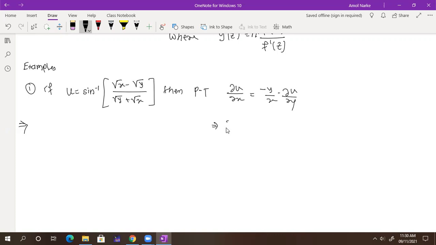If I shift x here, I get x into del u by del x, and whatever the remaining term I can write to that side. So what we need to prove is this thing, yes or no? Yes, sir. This value is very standard: x into del u by del x plus y into del u by del y. How can you calculate this? By using Euler's theorem.